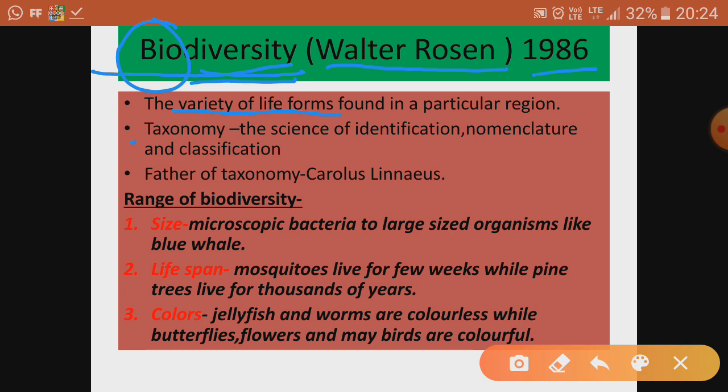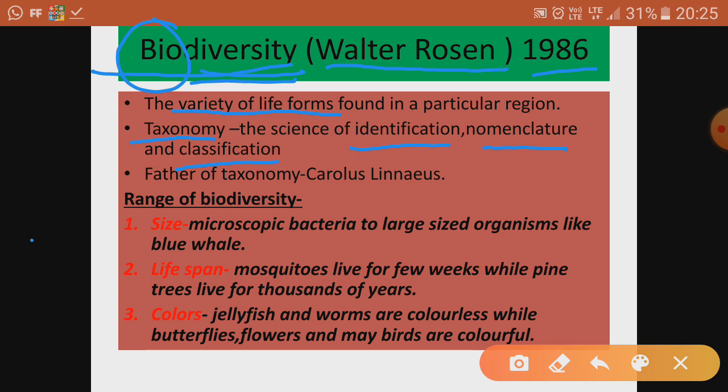Next topic is taxonomy. What is taxonomy? This is the science of identification, nomenclature and classification of plants, animals, etc. When we know that there is a rich biodiversity around us, we need to identify the plants, animals or whatever living creature we are studying. We need to give them a proper name and then we have to classify them in a proper kingdom as per their characteristics.